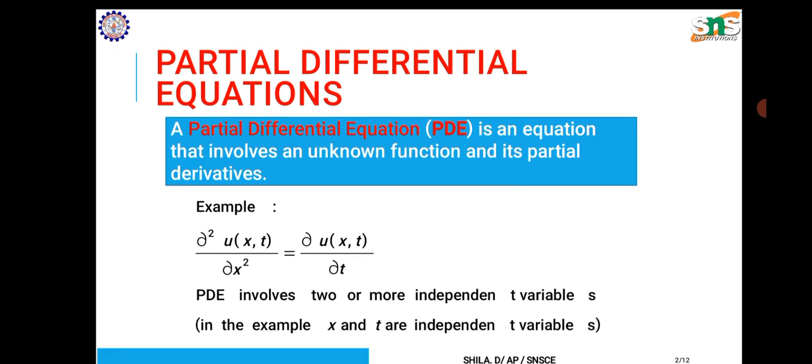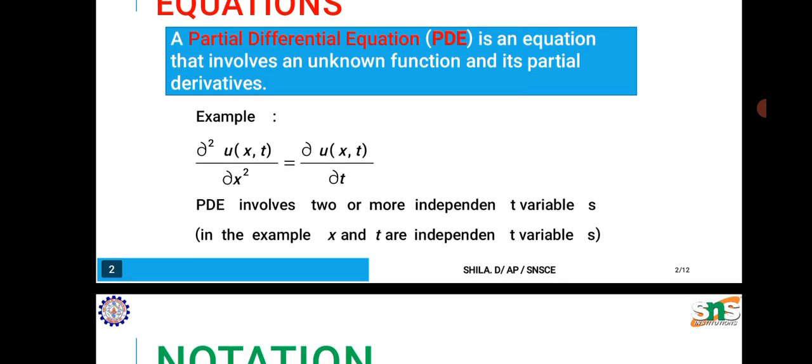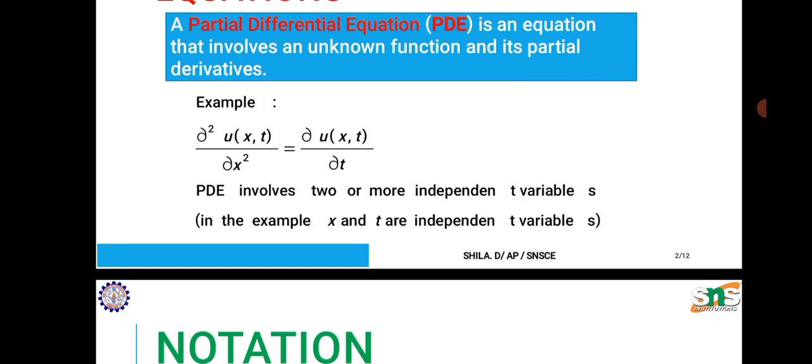A partial differential equation is an equation that involves an unknown function and partial derivatives. So, in a partial differential equation, you should have a derivative. Derivative means dou by dou x, a function with respect to a variable. You can have functions and derivatives, so you can have dou by dou x, f of x, a constant. For example, dou square u of x comma t divided by dou x square equal to dou u of x comma t divided by dou t.